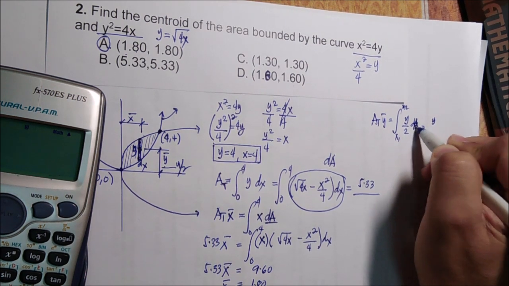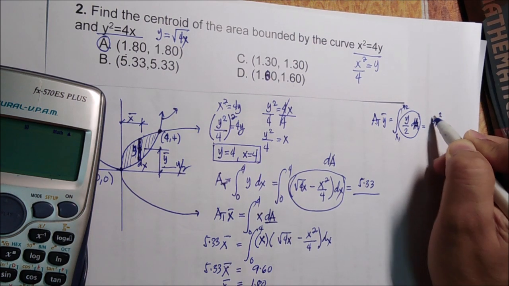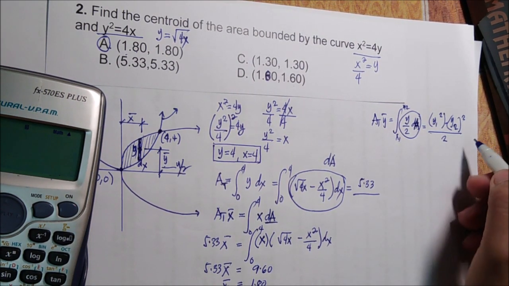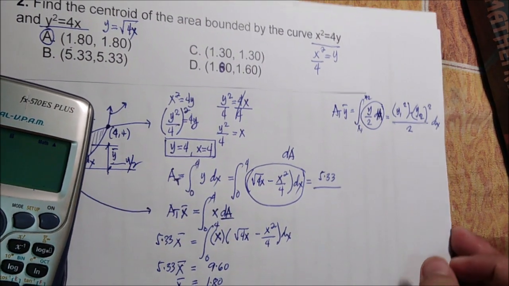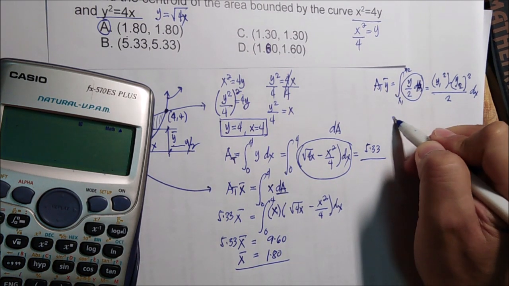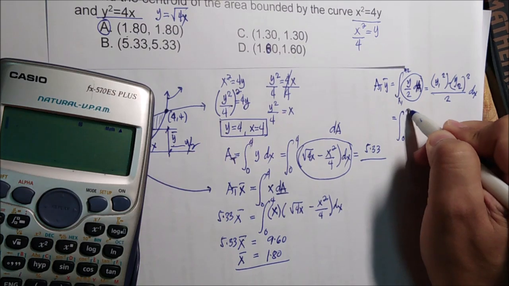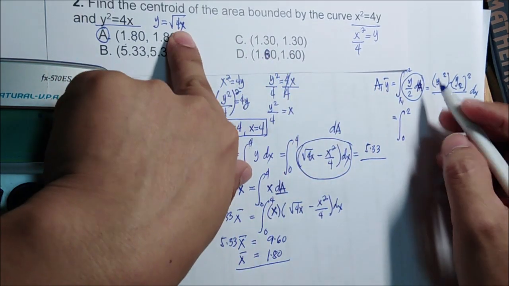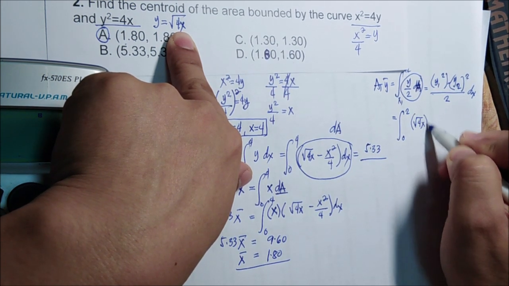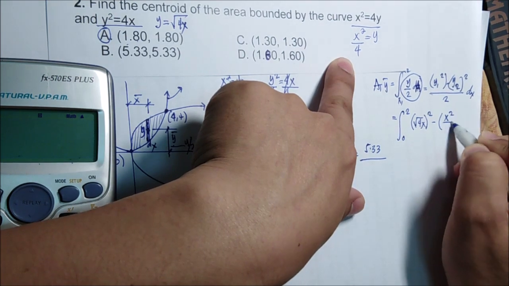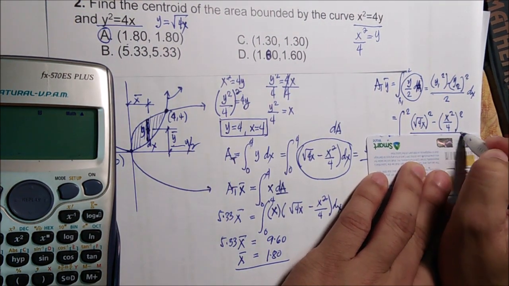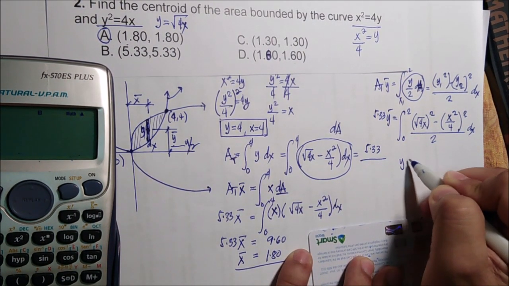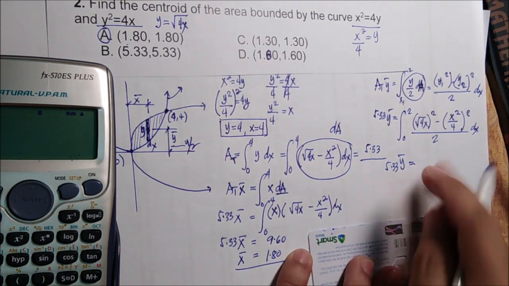This is dA. But we can simplify this formula: y of the first curve squared minus y of the second curve squared, all over 2, dx. Now this will be the integral from 0 to 4 of y of the first one. You can interchange, no problem. Let's use this: square root of 4x squared minus x squared over 4 squared, divided by 2, dx. The total area is 5.33 times bar y. Compute for the value of this.